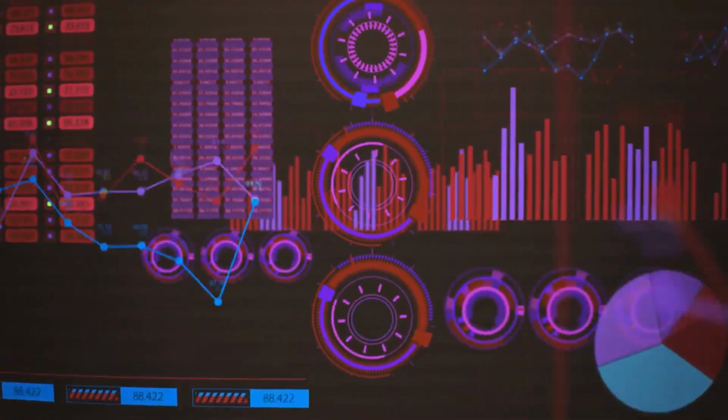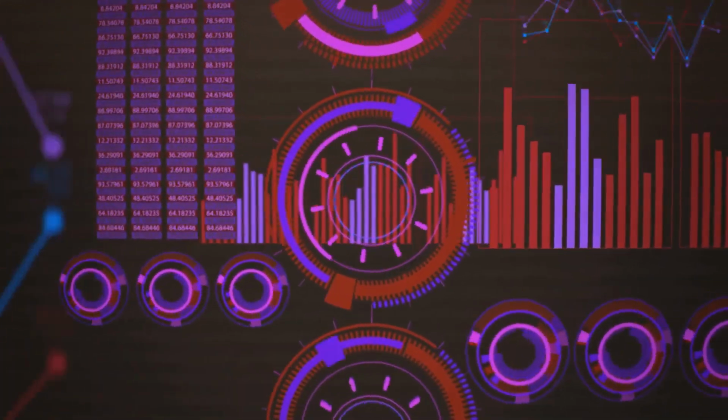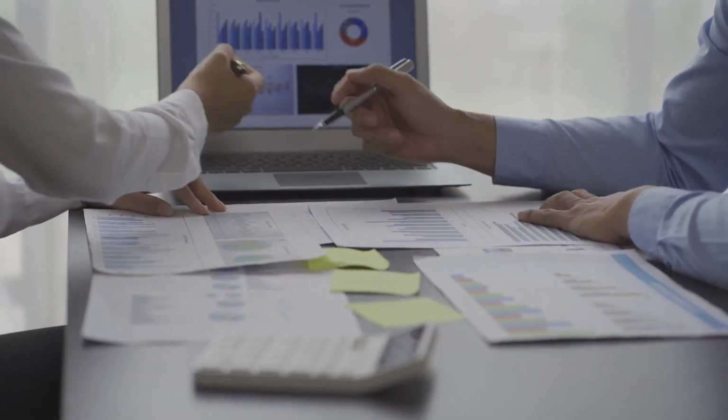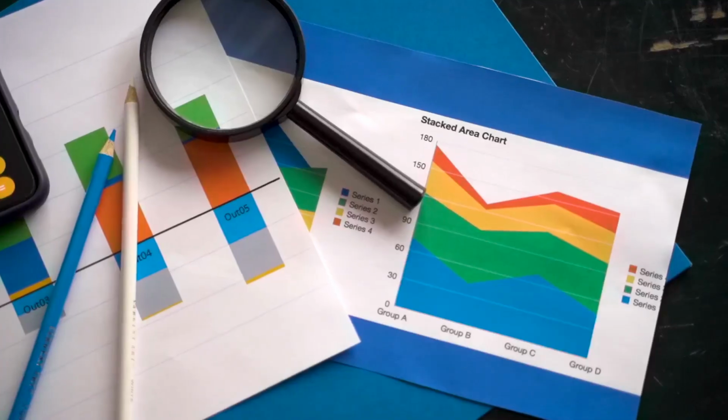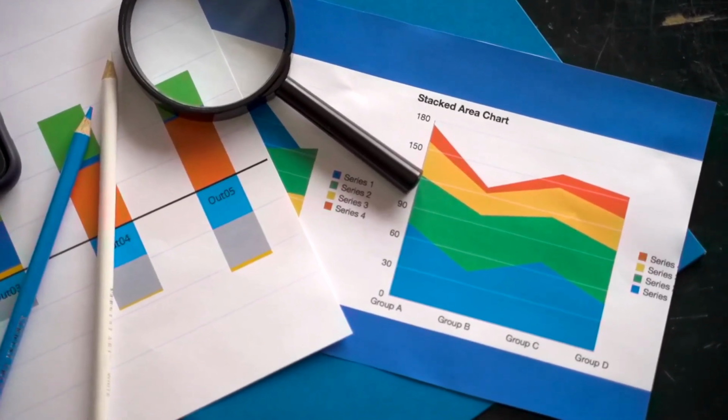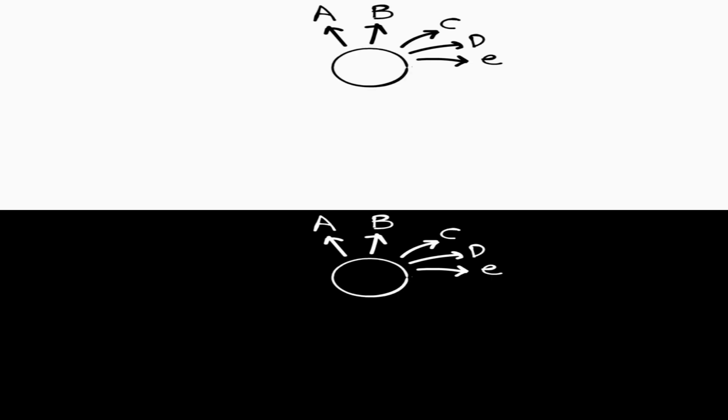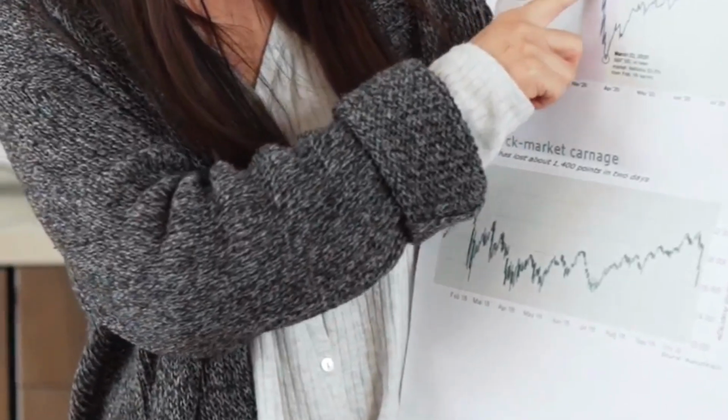Now let's dive into Section 2, Correlation versus Causation, Understanding the Difference. Correlation and causation are often confused. It's crucial to distinguish between the two. Correlation means two variables change together. Causation implies that one variable directly influences the other. Let's illustrate with an example.